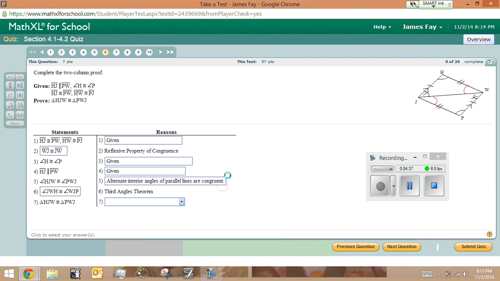Now, because I've shown all 6 parts congruent to all 6 parts, remember we did show that, we can say down here that the two triangles are congruent by the definition of congruent triangles.